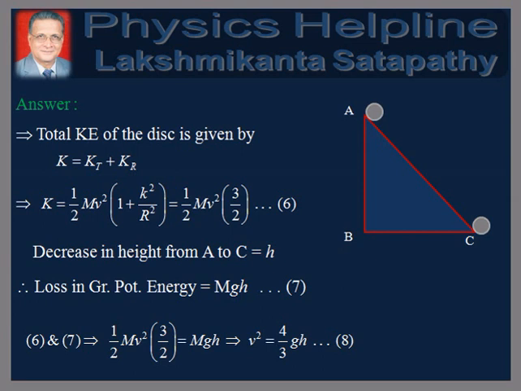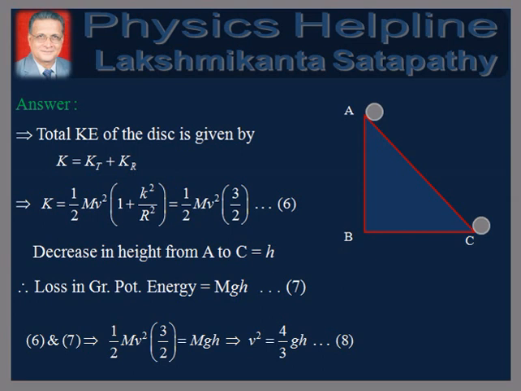Now for the answer. From equations 4 and 5 we get the total kinetic energy of the disk K is equal to KT plus KR. Putting the values we get K is equal to half mv square into 1 plus k square by r square. Putting k square by r square is equal to 1 by 2 we get K is equal to half mv square into 3 by 2.